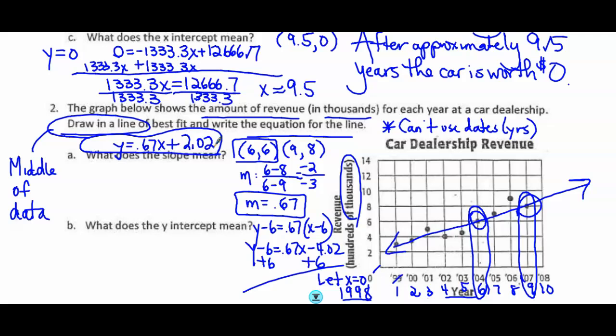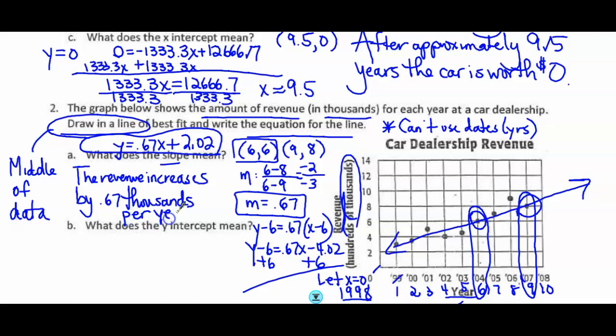It says, what does the slope mean? So, it's positive, so this time it's increasing or going up. And this is talking about revenue per year. So I'm going to say the revenue increases by 0.67. Now that represents thousands. So I'm going to write the word thousands per year. The slope is thousands per year.